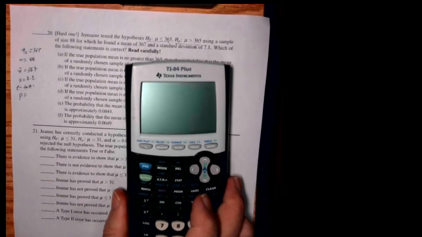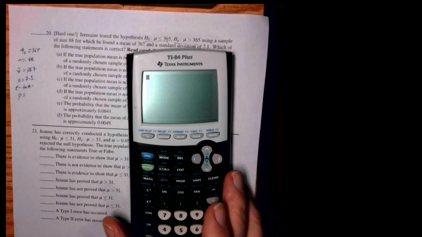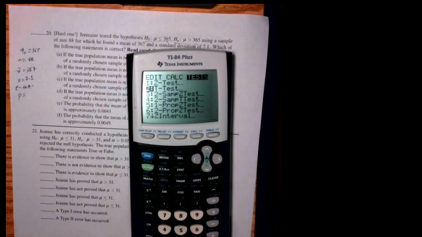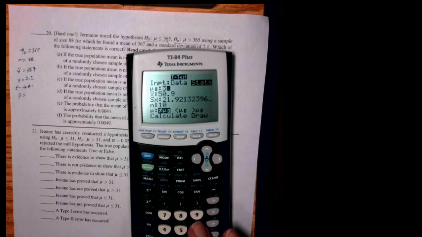Let's go ahead and do this test. Since the standard deviation is from the sample, we're going to do a t-test, right? And we're going to find a p-value. So let's go ahead and do it. We're going to need it. So, okay, let's do stat tests. We're going to do a t-test. We're going to do it from stats. Okay, mu naught is 365. X bar is 367.